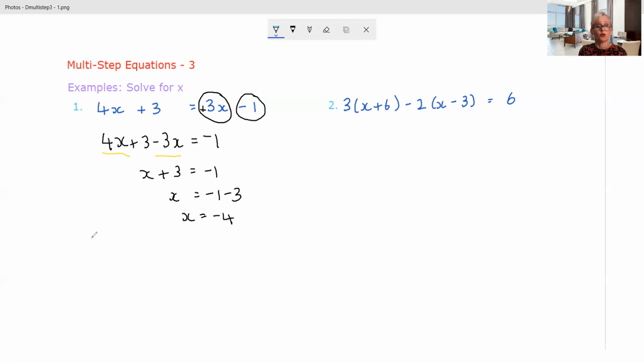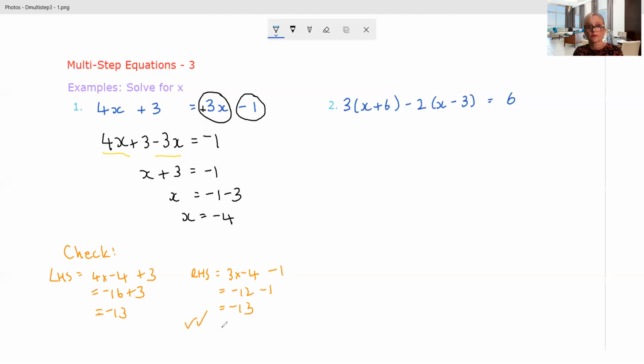I'm not going to do that with all of the ones for this slide, but I'll do it for a few. Our left-hand side here is going to be 4 times -4 plus 3, which is -16 plus 3, which is -13. So that's what the left-hand side equals if x is -4. Let's see what our right-hand side would equal. 3 times -4 minus 1 is -12 minus 1 is -13, so we're all good. Okay? I'm not going to do that with all of them. It is a good idea to check your answer. You don't have to necessarily write it down every time though.